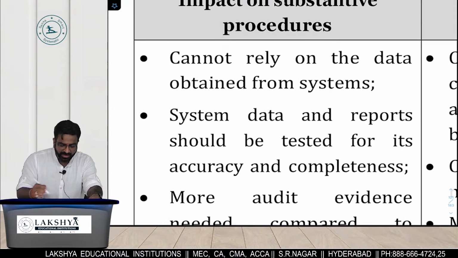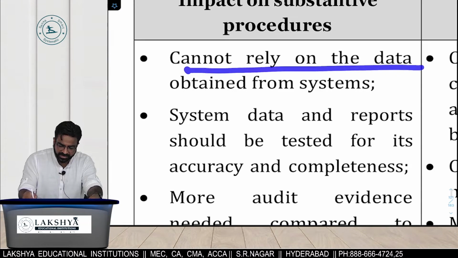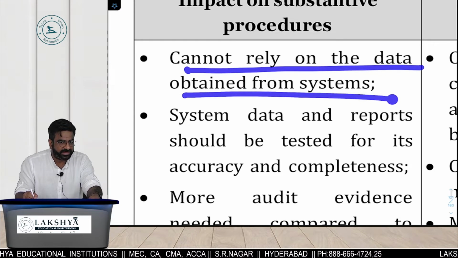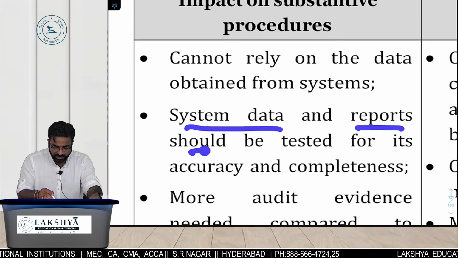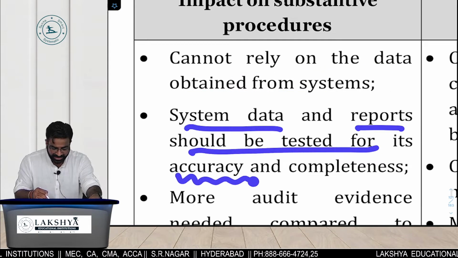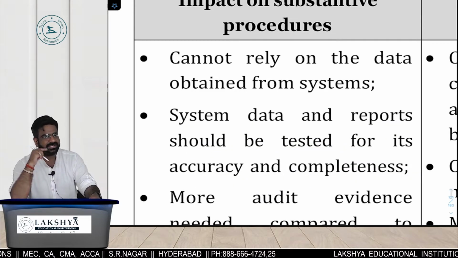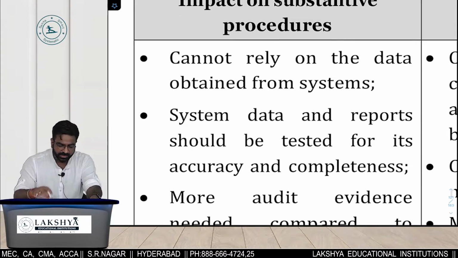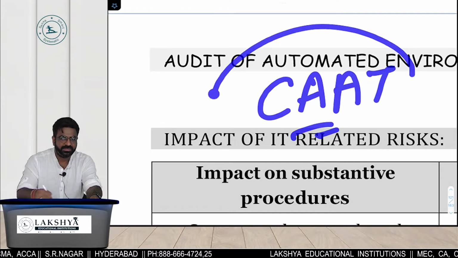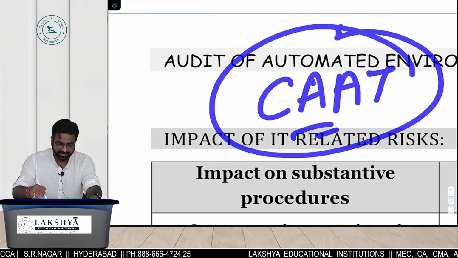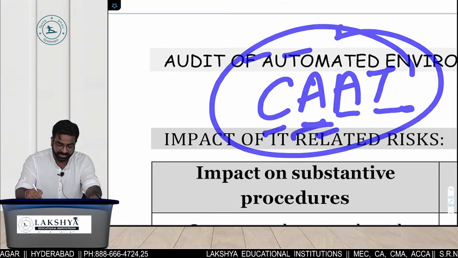You as an auditor cannot rely upon what? You cannot rely on the data obtained from where? Systems, because system data and report should be what? Tested for its what? Accuracy and what? Completeness. अब सर उसको टेस्ट कैसे करें? टेस्ट करने के लिए, डू यू रिमेंबर आई टोल्ड यू CAAT टेक्निक्स आर देयर. इसे हम लोग बोलते हैं कार्ट टेक्निक्स, कंप्यूटर एडेड ऑडिट टेक्निक्स और कंप्यूटर असिस्टेड ऑडिट टेक्निक.